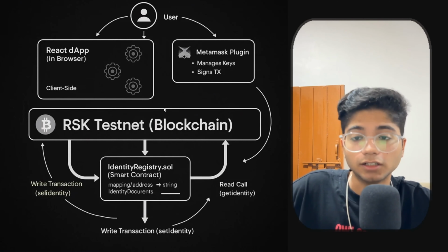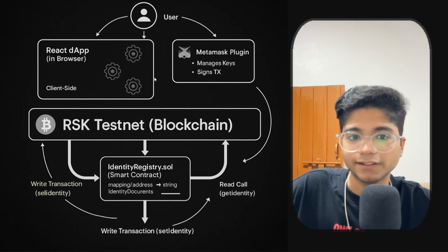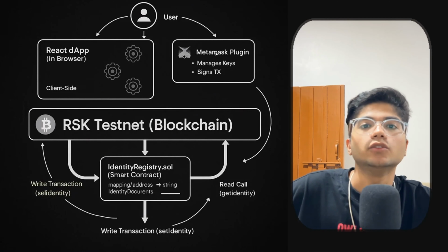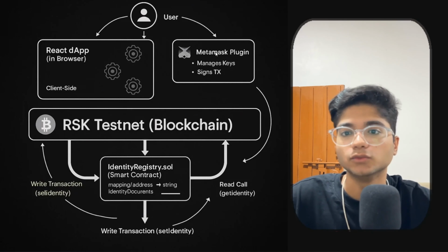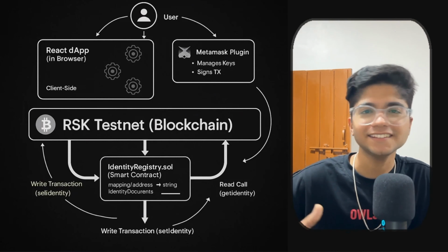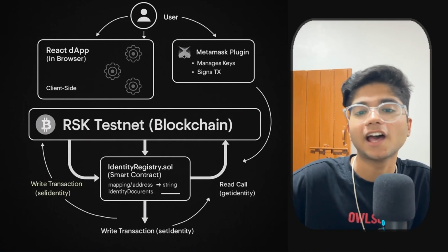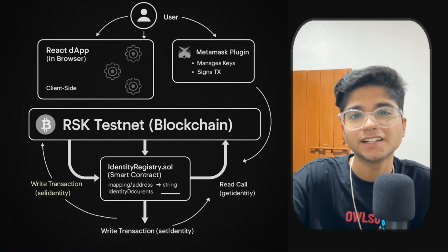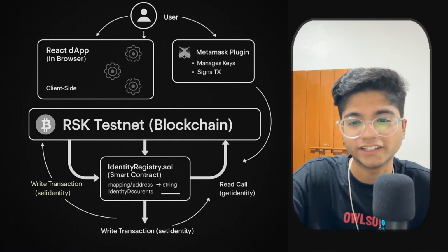Okay, now as you can see in this architecture diagram, we'll have three layers. First of all, we have the user layer. You interact through our React dApp in the browser and use MetaMask to sign transactions. Thereafter, we have the client layer, which is basically our React frontend, which handles the UI and IPFS integration. It's all client-side, with no server-side backend controlling your data.